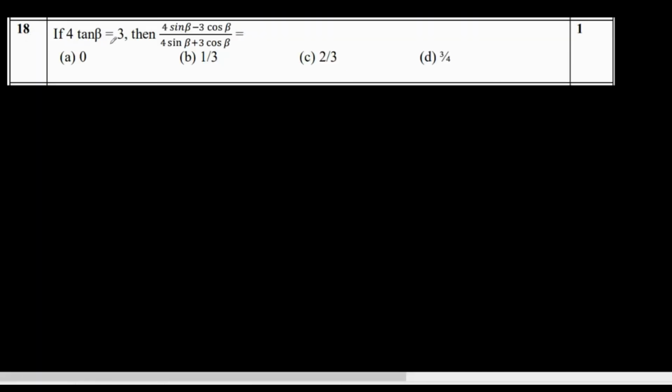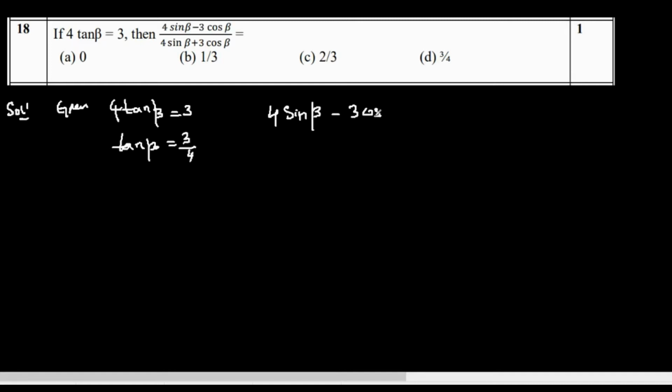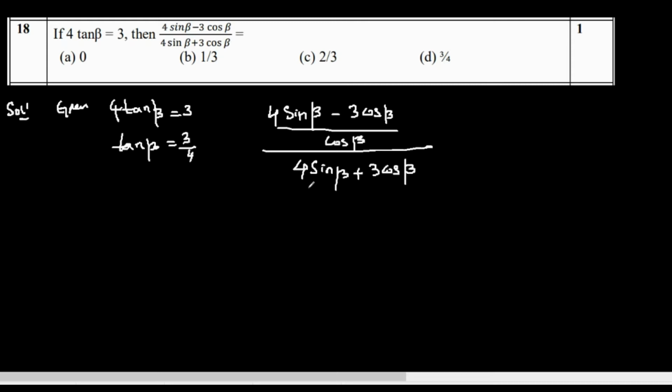18th question. If 4 tan beta is equal to 3, then we have to find 4 sin beta minus 3 cos beta by 4 sin beta plus 3 cos beta. So given 4 tan beta is equal to 3, where beta is an angle, obviously tan beta will become 3 by 4. We have to find 4 sin beta minus 3 cos beta divided by 4 sin beta plus 3 cos beta value. So we will divide numerator and denominator with cos beta, as the value will not be changed.